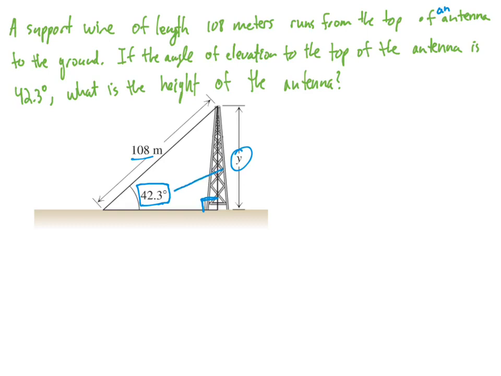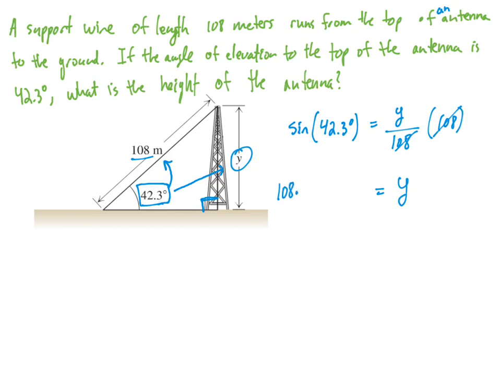So we want to find this length, which is the opposite side, and we have the hypotenuse. So the trig function that takes into account the opposite side and the hypotenuse is the sine function. So we're going to say sine of the angle, we always put the angle inside the trig function, is equal to the opposite side divided by the hypotenuse. So multiply both sides by 108, and that will isolate the y. 108 times sine of 42.3 degrees.